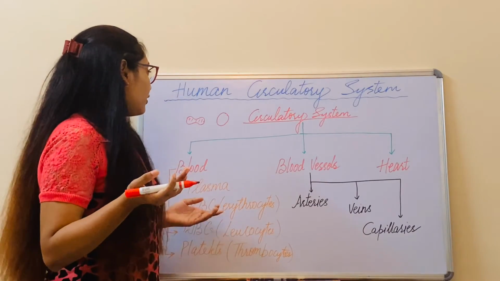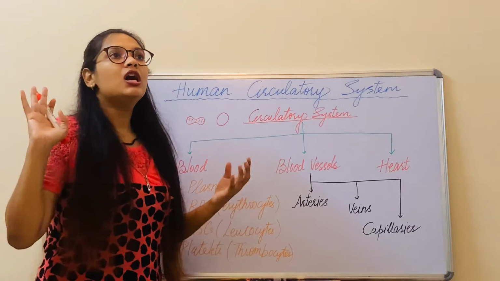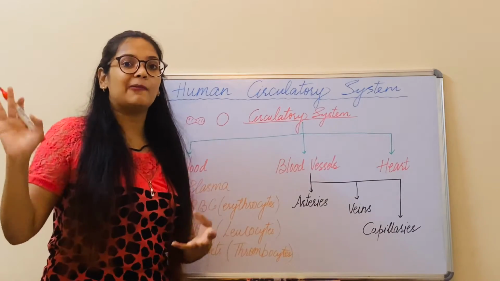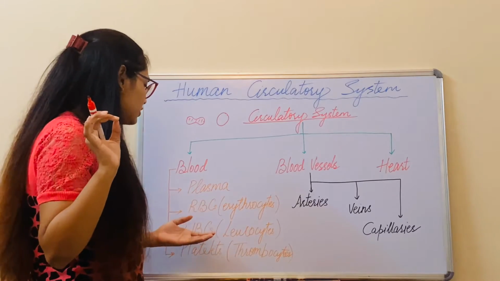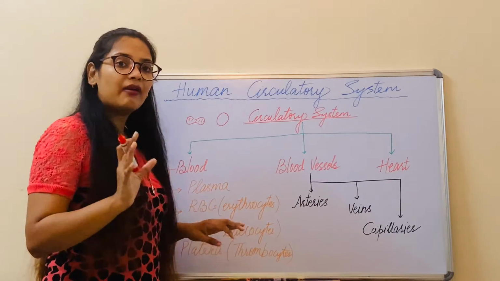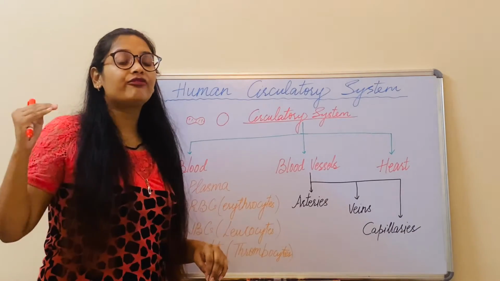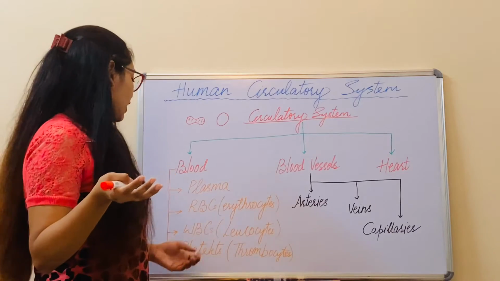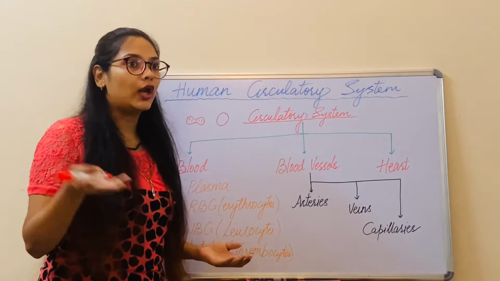And first of all, the number of the RBCs. So RBCs are mostly 5 to 5.5 million per millimeter cube of blood. In females, however, the number is a little less, and it is 4.5 to 5 million per millimeter cube of blood.